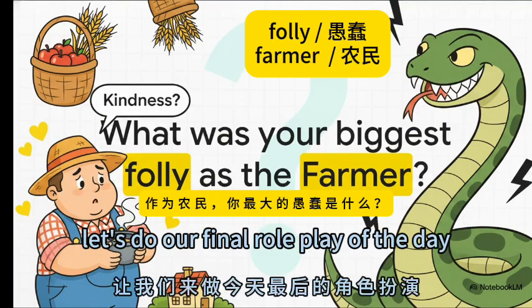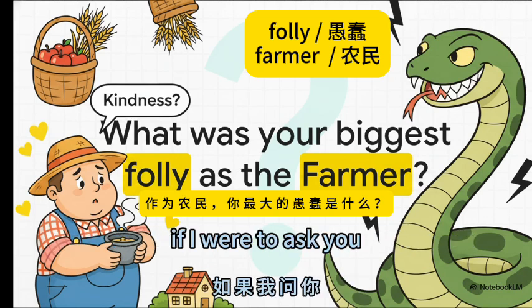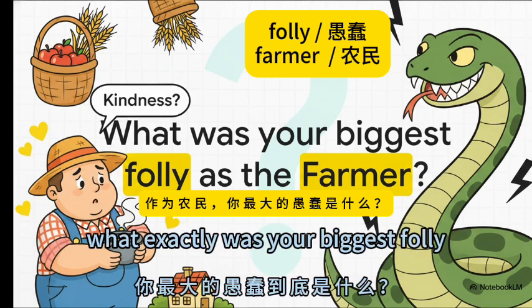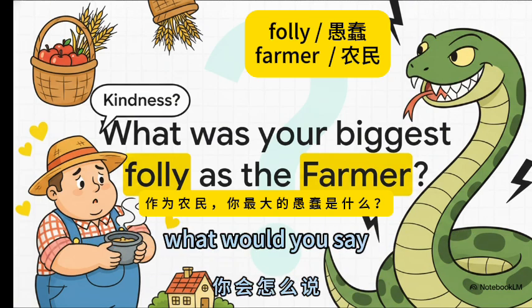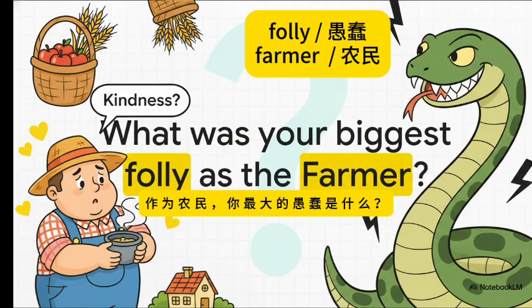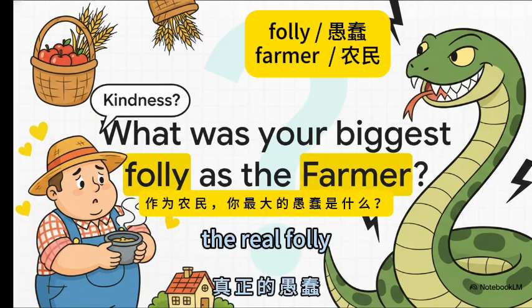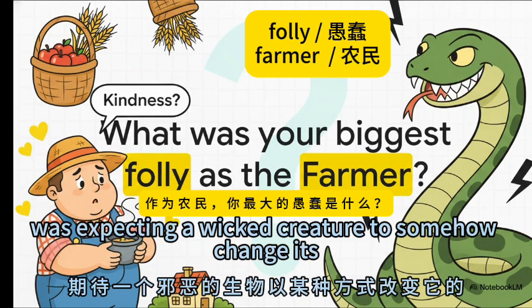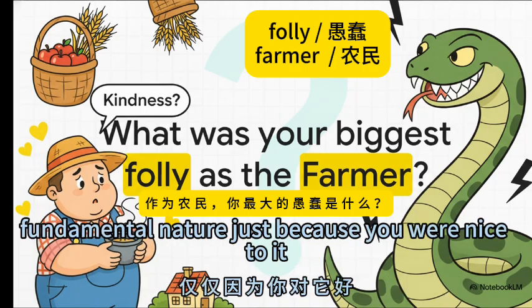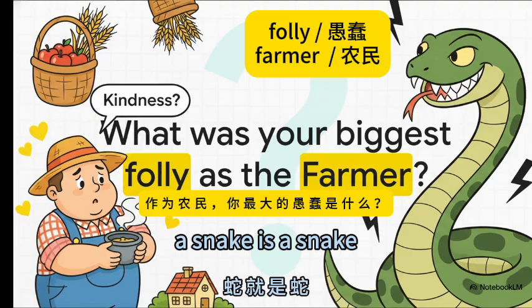All right, let's do our final role play of the day. You are the farmer in your final moments. If I were to ask you, what exactly was your biggest folly, what would you say? Just use the logic of the text here. The mistake wasn't being kind, right? The mistake, the real folly, was expecting a wicked creature to somehow change its fundamental nature just because you were nice to it. At the end of the day, a snake is a snake.